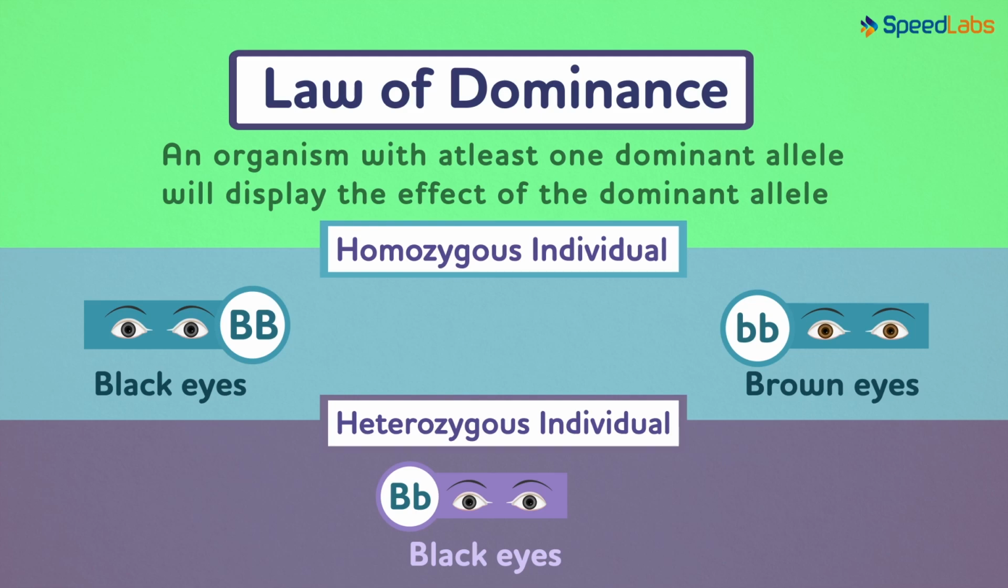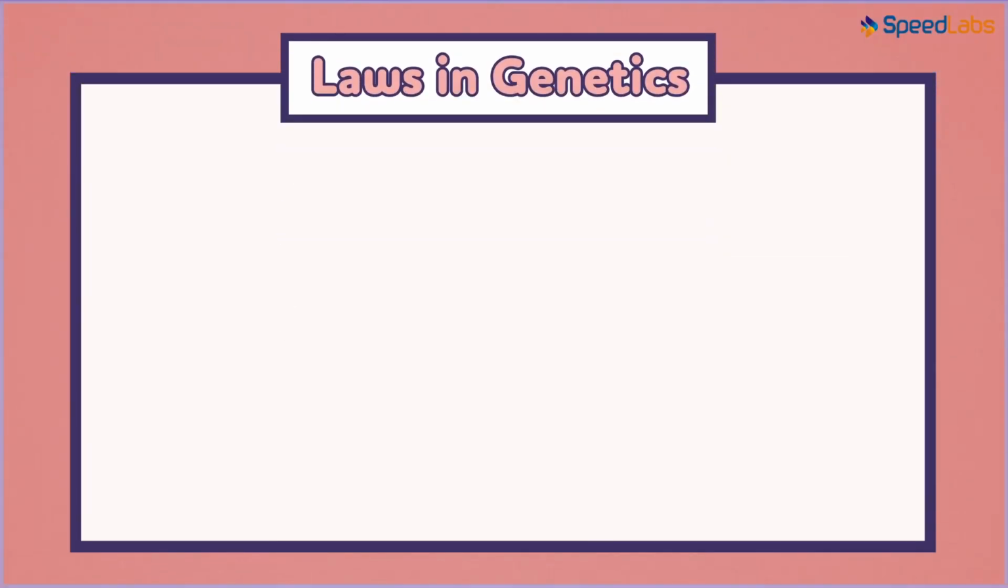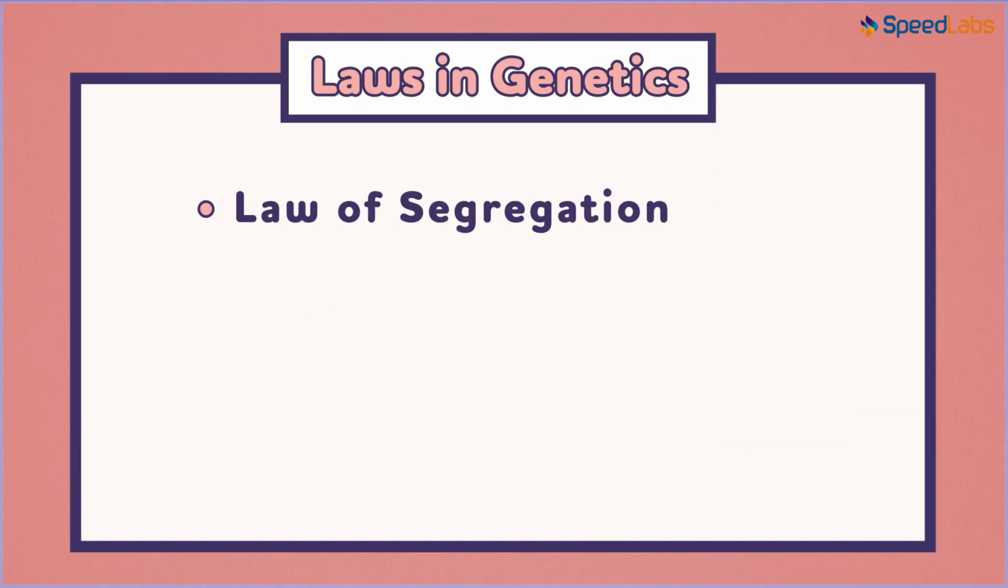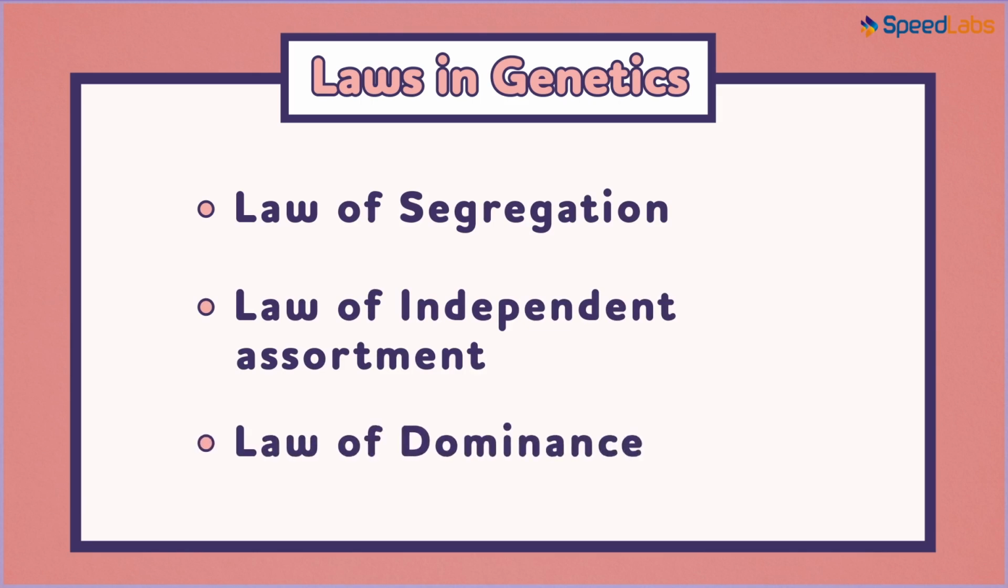With this, we come to an end of the three most important laws in genetics. The law of segregation seen in the previous video, the law of independent assortment, and the law of dominance that we've seen in this video are all instrumental in understanding the basic fundamentals in genetics.